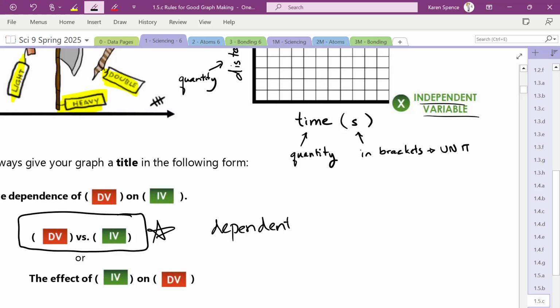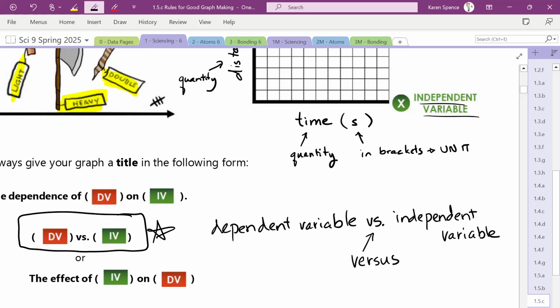Dependent variable versus, are you guys familiar with that little abbreviation for versus? Okay. Independent variable. So which one always comes first? The dependent comes first and then the independent. So another way to say that is your x variable versus your, or sorry, not your x variable, your y versus your x.